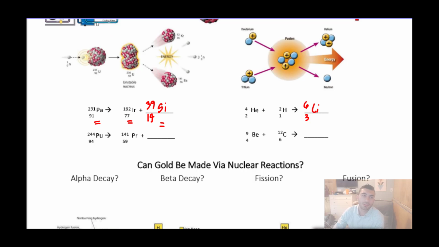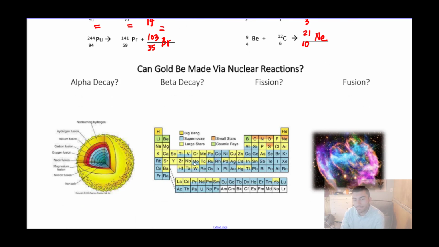So again, you can pause the video, try the 2 additional reactions, and then unpause to check your work. So you can check your work there. We get bromine-103 is the additional isotope formed in the fission of plutonium-244, and neon-21 formed from the fusion of beryllium and carbon.